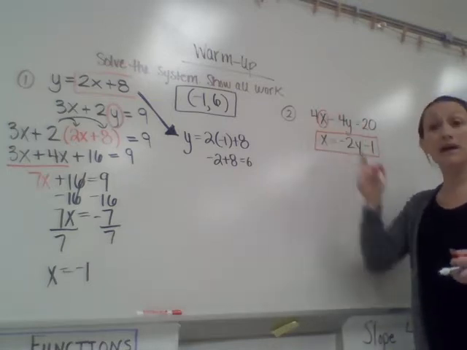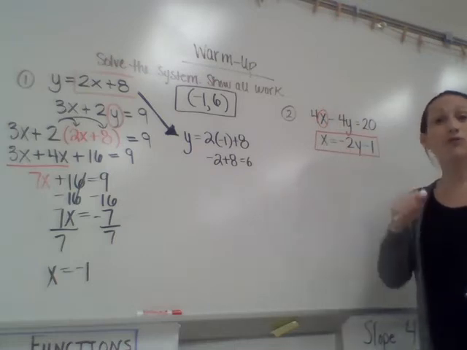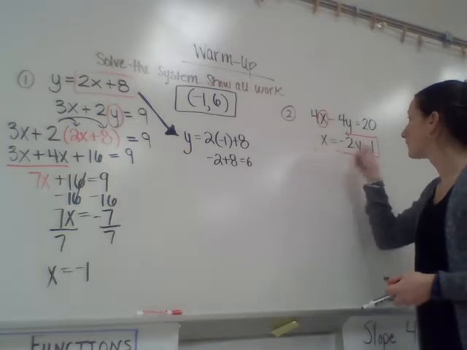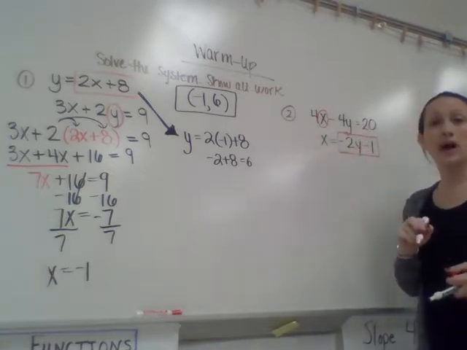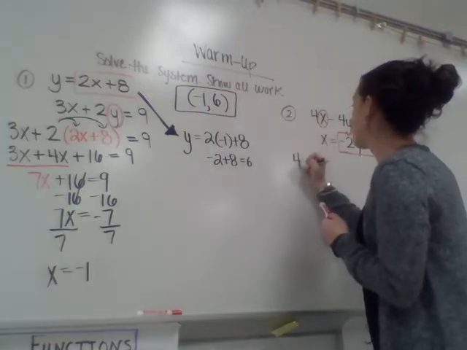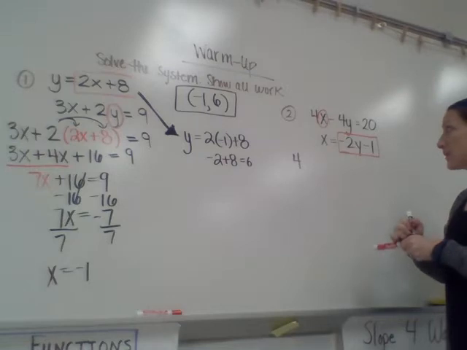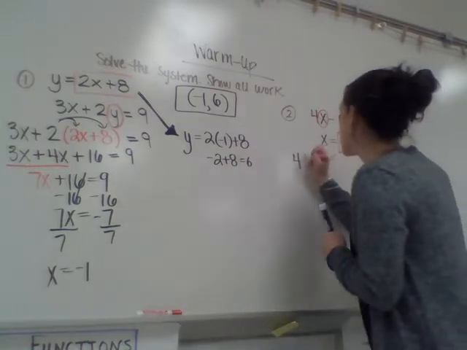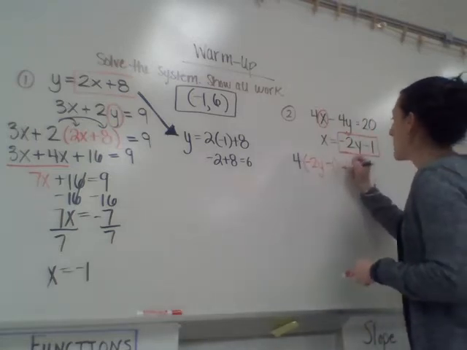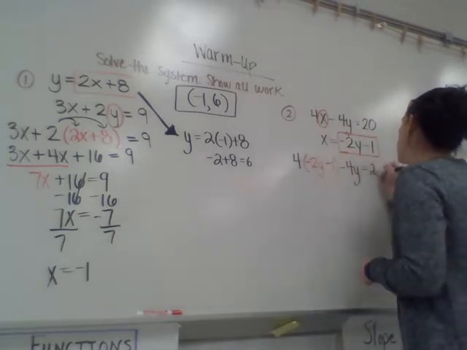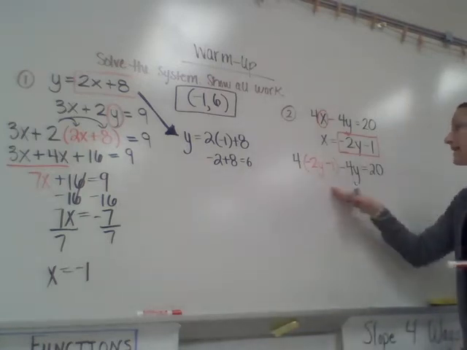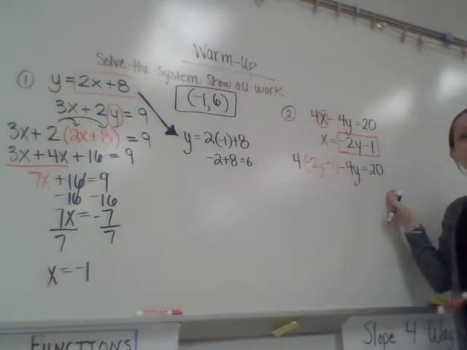So I'm going to rewrite my first equation where I have that red circle around x. I'm going to put in what x equals, which is negative 2y minus 1. So here we go. 4, in place of x, I'm going to put negative 2y minus 1, because that's what x equals, minus 4y equals 20.